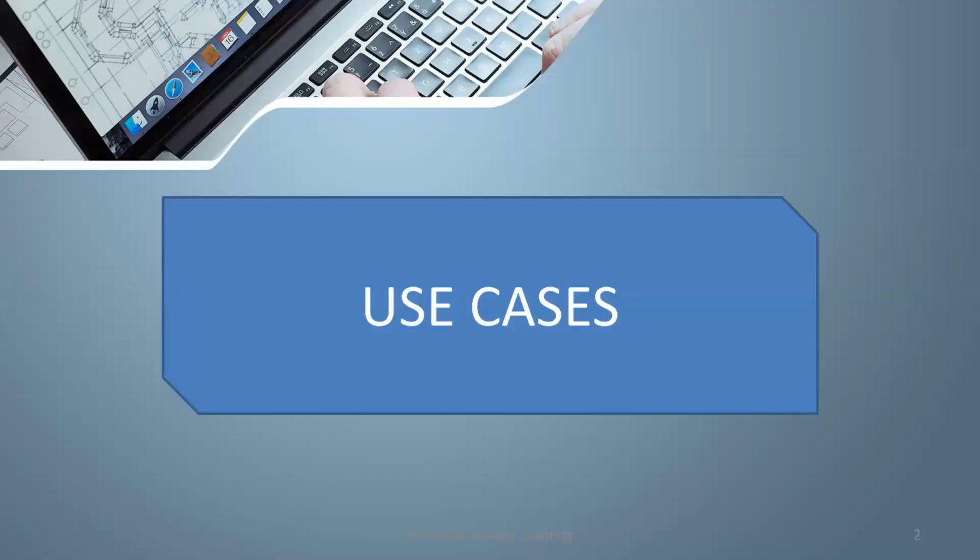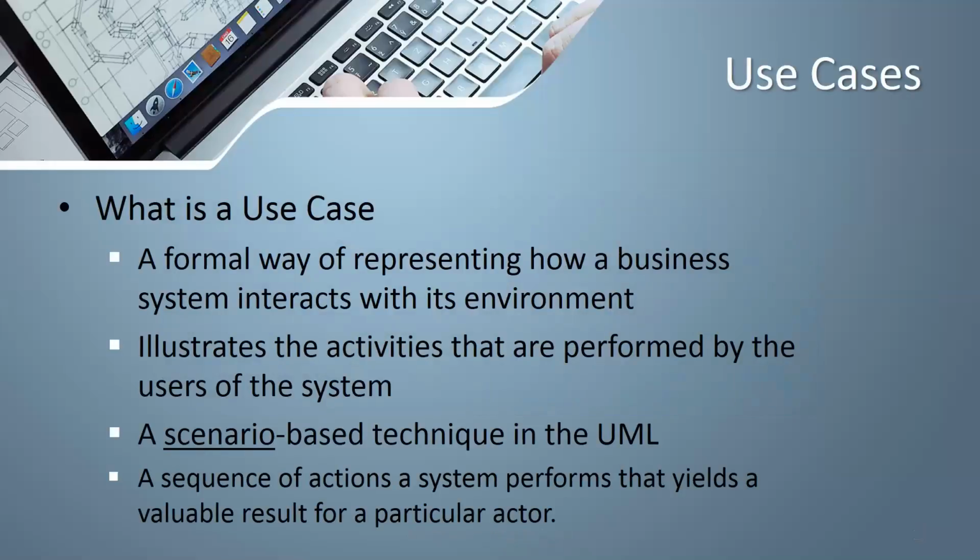So we use cases. What is a use case? A use case is a formal way of representing how a business system interacts with its environment. When you're developing software, the solution, how will this system interact with the environment? This is what we are going to discuss as part of UML diagrams. If somebody asks you what a UML diagram is, you'll say it's a notation based diagram where we depict how the system, the solution, will interact with its environment.